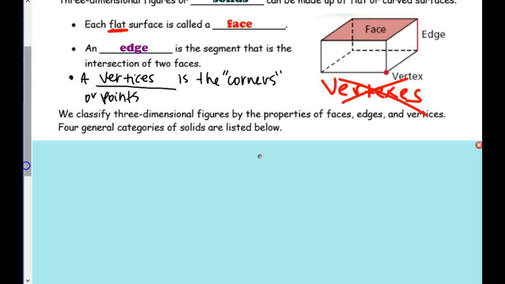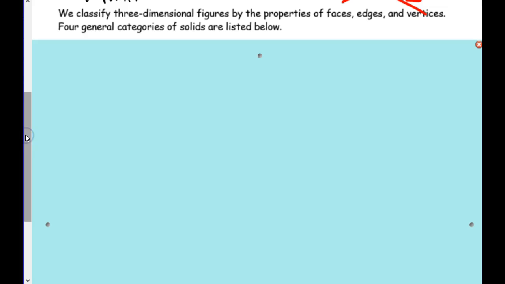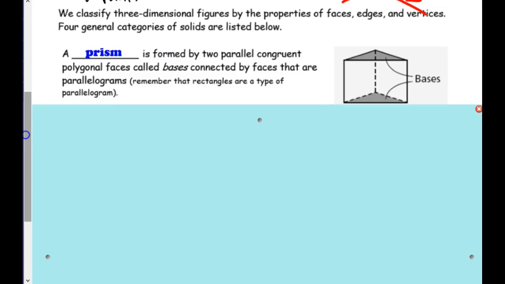All right, so moving down. We're going to classify 3-dimensional figures by the properties of the faces, edges, and vertices. 4 general categories of solids are listed below. Okay? So, right here. First thing you got to know, a prism. So a prism, it's formed by 2 parallel congruent polygonal faces that are called bases, okay?